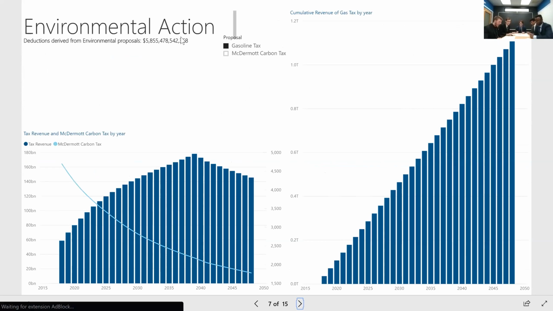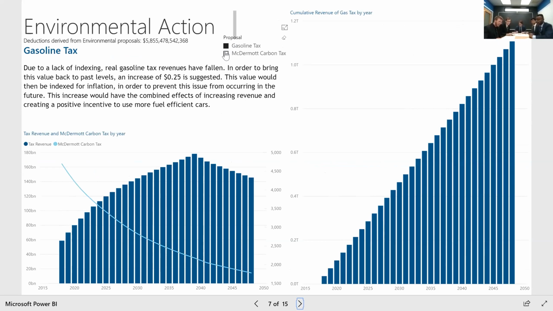Current federal gas tax policy is not indexed to inflation. Our proposal is to increase it by 25 cents to put it back to its 1990s level and then index the new rate to inflation. We assert that a gas tax is utilitarian because it internalizes the externalities of gas-inefficient vehicles and urban sprawl.